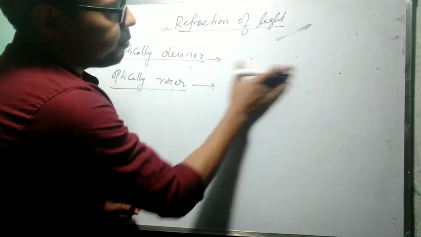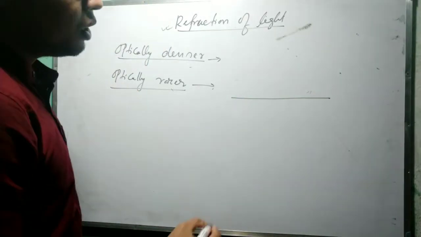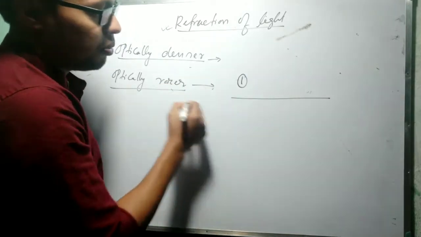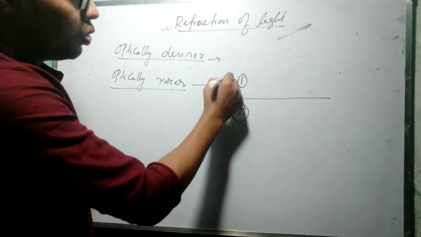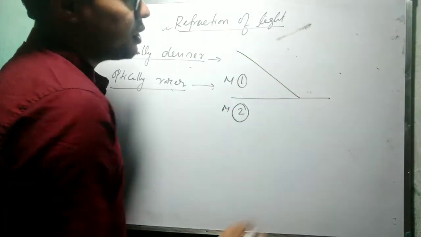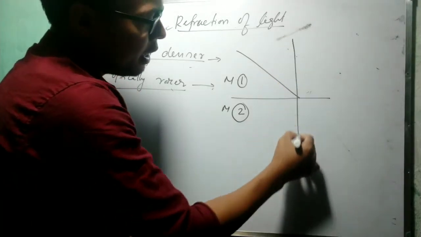Now come to the optically denser medium. Here suppose this is the boundary. Why have I taken the boundary? Boundary means which separates the two media. Suppose this is medium 1, this is medium 2, so M1 and M2 I am writing. The light is falling on the surface, so light is falling on the boundary. Here I have drawn the normal.